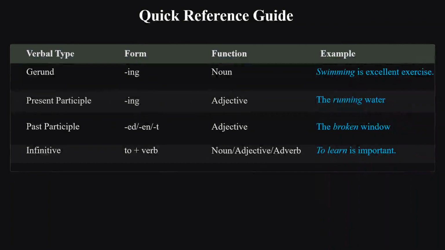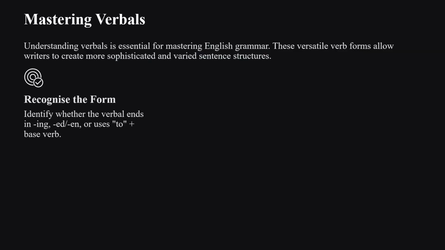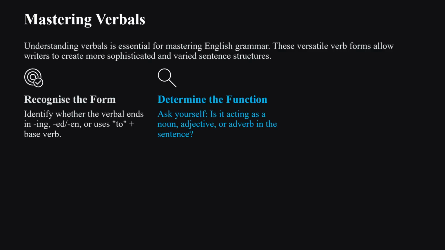To wrap up, the most crucial thing to remember about all verbals is this: while they come from verbs, they are not the main verb of the sentence. They are verb forms moonlighting as other parts of speech, nouns, adjectives, and adverbs. To understand verbals, first recognize the form. Identify whether the verbal ends in ing, ed, en, or n, or uses to plus base verb. Then determine the function. Ask if it is acting as a noun, adjective, or adverb in the sentence.